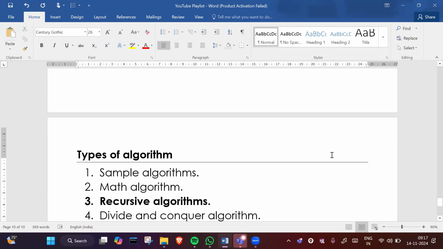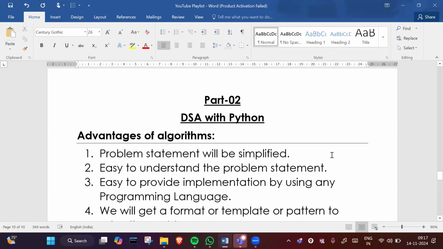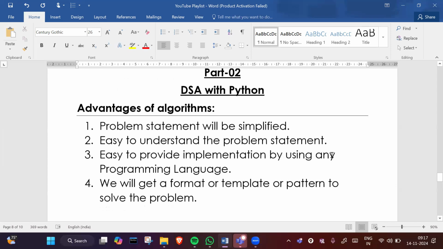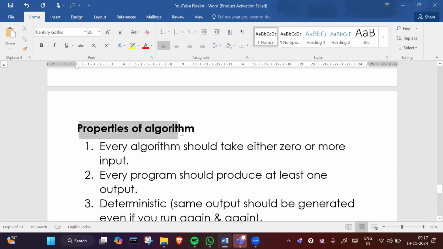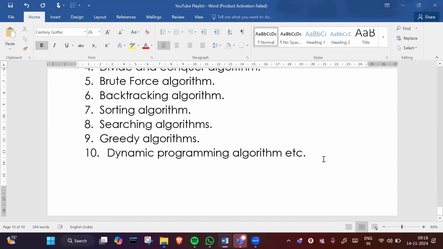So that's all for this part of the video. In the next part, I will explain more about the data structure. In this part, we discussed algorithms, properties of algorithm, and types of algorithm. In the next video, we will discuss the data structure.